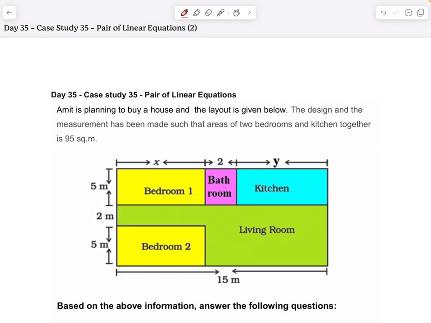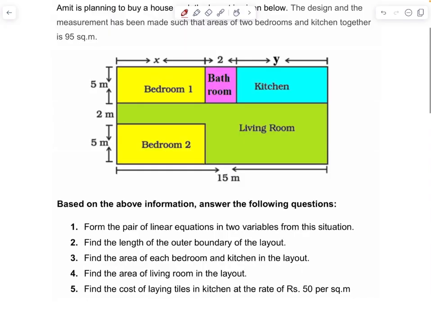The question goes like this. Amit is planning to buy a house and the layout is given below. The design and the measurement has been made such that the areas of two bedrooms and kitchen together is 95 square meter. Based on the above information, answer the following questions.